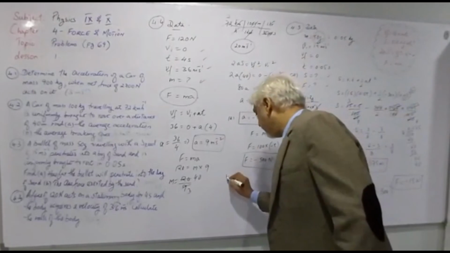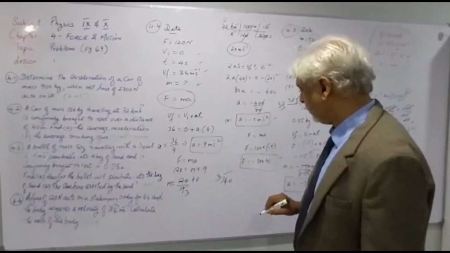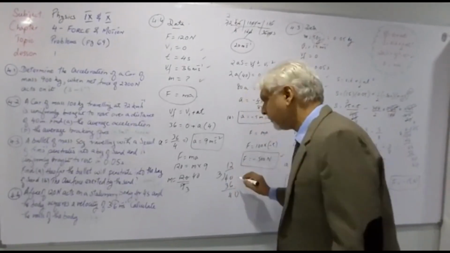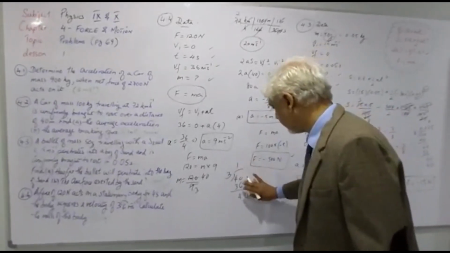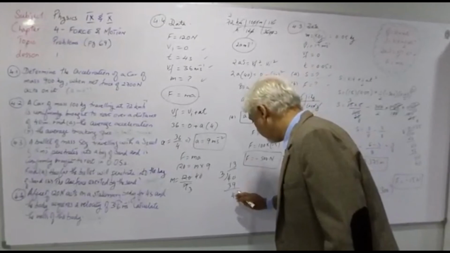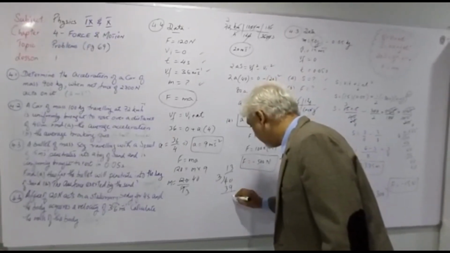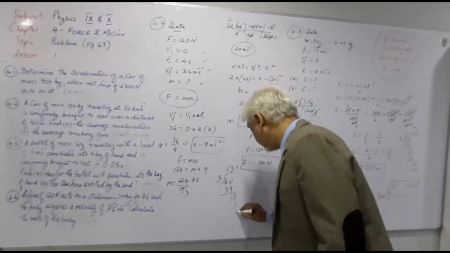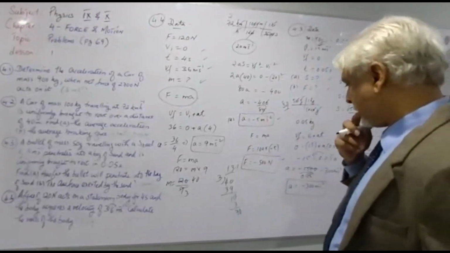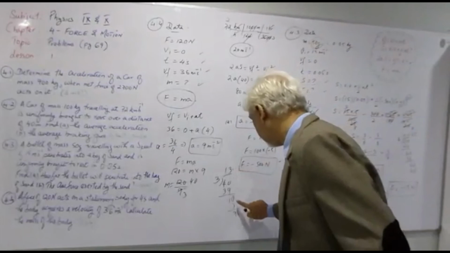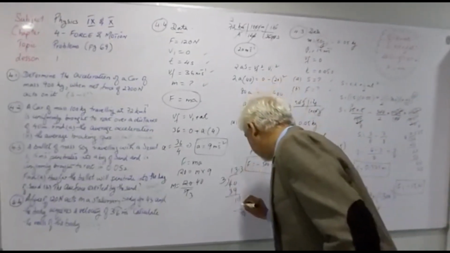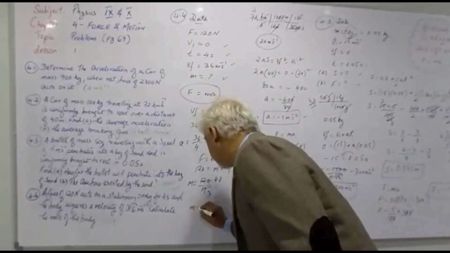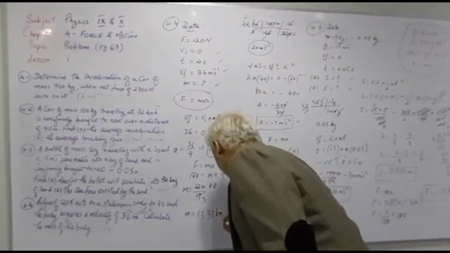Let's divide 40 by 3. 3 will go into 40, 3 13s are 39. We have 1 as a remainder. And point, let's put a 3. 3 3s are 9, 1, and then it continues, it goes on 3 3 3 3. So mass is equal to 13.33 kilograms.